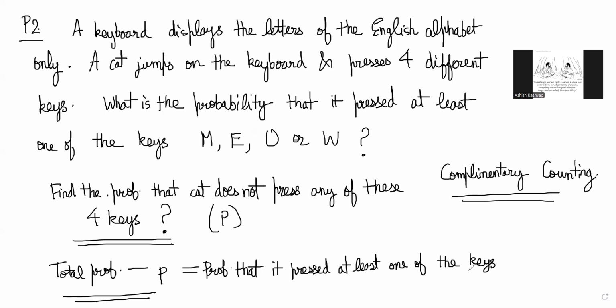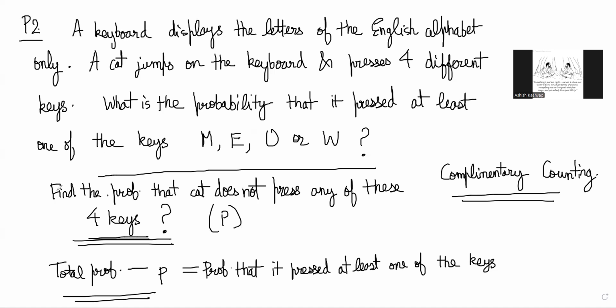Nine by 11, somebody is saying. 9 by 11 is not correct. Think about it. Why are you saying 9 by 11? There are how many letters in the alphabet? 26 letters, no? What is the probability that the cat does not press any of the 4 keys? Think about that. The cat is pressing 4 keys. So there are 4 events that are happening.